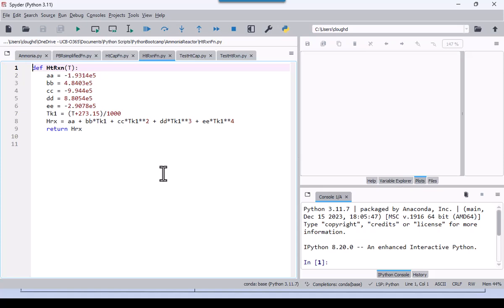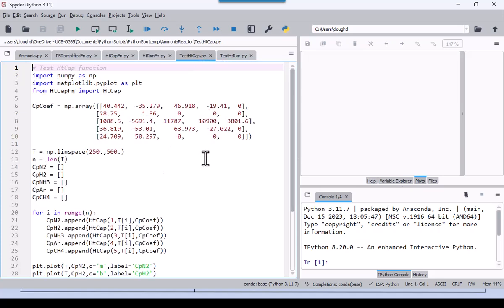Okay, now when you put together routines like this, before you actually put them into your main scripts and run them, it's good to test them out separately and make sure that your results make sense. So we're showing here, and we'll show slides for in a minute, a test routine. It's called test heat cap. And it imports the heat cap function.